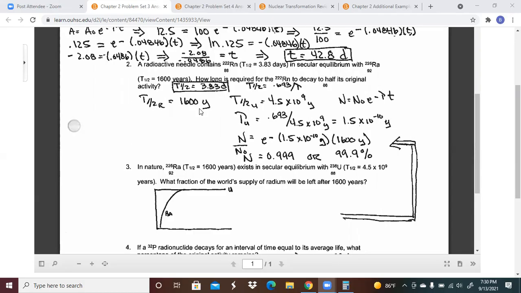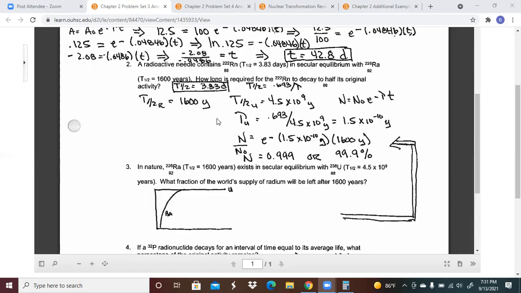So a radioactive needle contains radon-222, where the half-life is 3.83 days. And that is in secular equilibrium with radon-226, which has a half-life of 1600 years. So how long is it required for the radon to decay to half its original activity? Well, if you're looking for the radon to decay to half its original activity, there you go. That's a fairly easy one.